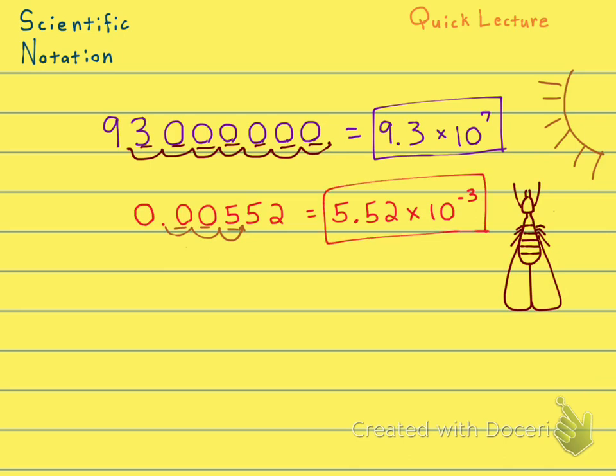If you have a really large number, I'm going to call it a big number, like this, 93 million, your exponent is going to be positive. And if you have a really small number, I'll call this a small number, your exponent is going to be negative. Okay, and that's not the same as if you had a negative out in front. If you had a negative number like this, that negative would just continue on. That's not a negative on the exponent.